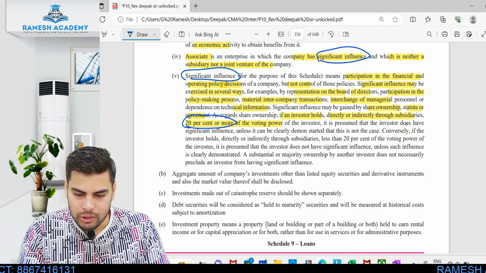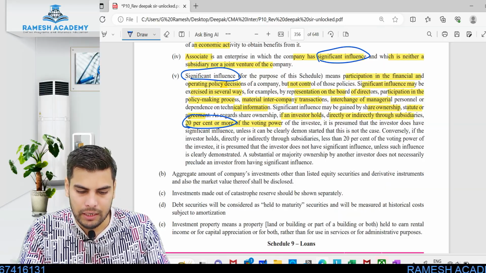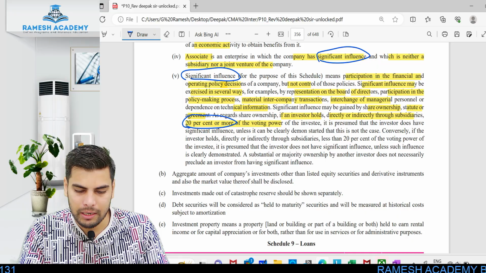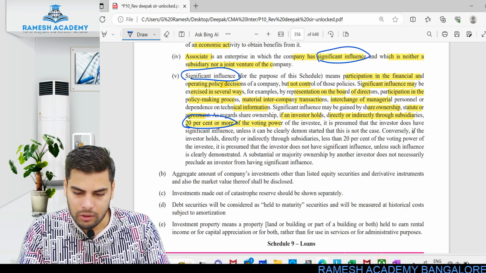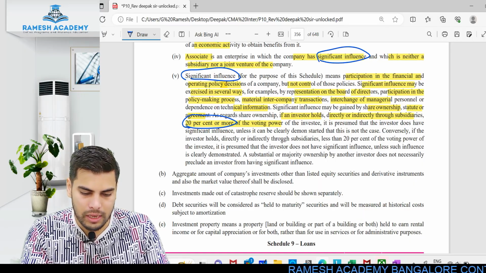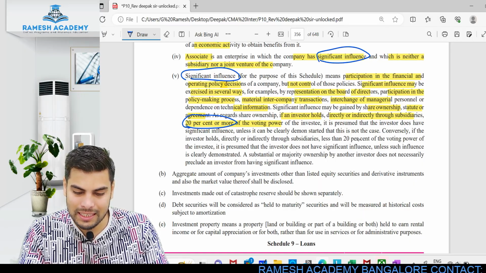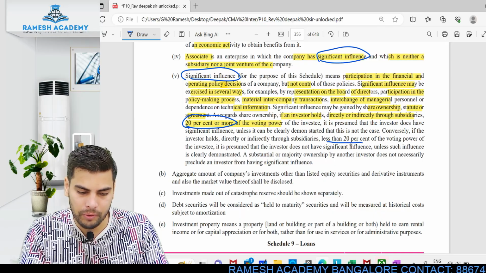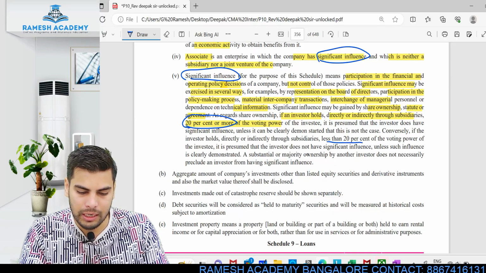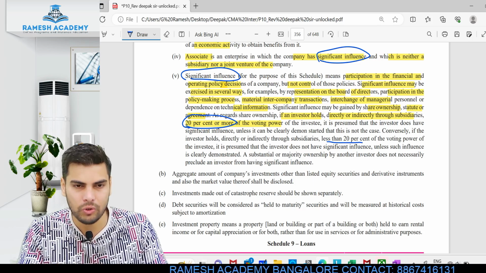Okay, so it is presumed that the investor does not have significant influence unless it can be clearly demonstrated that it is not the case. Conversely, if the investor holds, directly or indirectly through subsidiaries, less than 20% of the voting power of the investee, it is presumed that the investor does not have significant influence. You already know this, right?